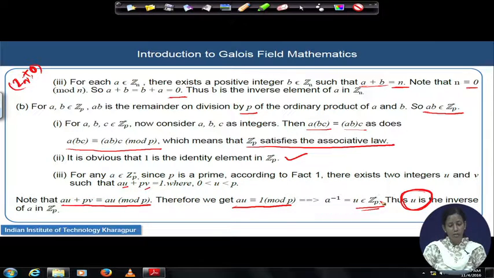All the elements of this set follow the associative law, and we have proved that there exists an inverse element u for this set. So Zp star with respect to the operator dot and with identity element 1 will be considered a group.